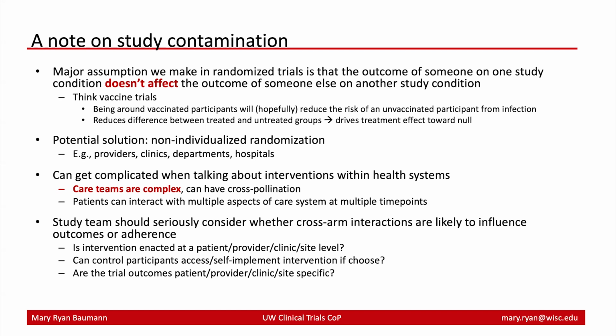Also asking questions about whether participants can access or self-implement an intervention if they choose to do so. So if you are doing an intervention that is more publicly available, would a participant be able to just do it on their own if given the choice? And at what level are you measuring your trial outcomes?